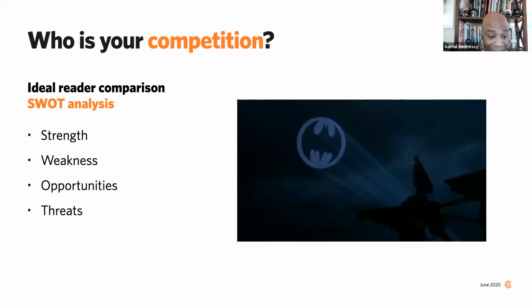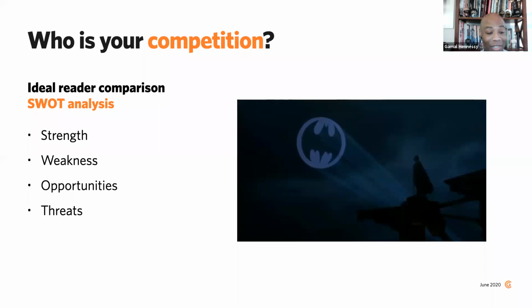For example, let's say you wanted to do a comic about a wealthy man that survives a tragic criminal event and then decides to use his money to acquire the skills and technology to fight crime outside the law. A SWOT analysis of that story would quickly reveal that not only has your story been done in one form or another dozens of times over the last 80 years, but it is also the basis for one of the most popular characters in modern culture.